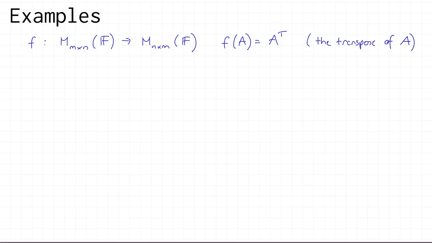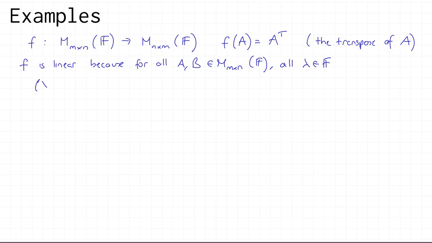Then the transpose is a linear map. So some standard properties of transpose tell you that, well, let's write this down properly. So F is linear because for all A and B, M by N matrices, and all lambda in F, we have the following rules for the transpose. So lambda A transpose is the same as lambda times A transpose, and if you have A plus B transpose, that's the same as A transpose plus B transpose.